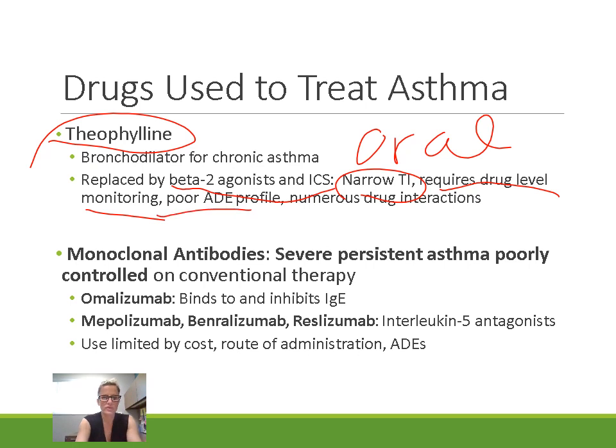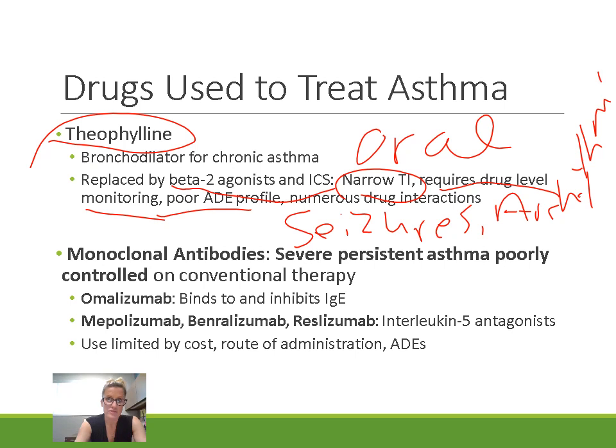It also has a poor adverse drug effect profile. It can cause seizures, it can cause arrhythmias when levels are high, so it is problematic when drug levels get on the high side. There are also numerous drug interactions, so it's just kind of a pain, and there's really no reason to use it when we have other agents available that are effective. But it is available. If you try other agents and you're not able to get a good enough response, the patient continues to have bronchoconstriction, you can try theophylline.